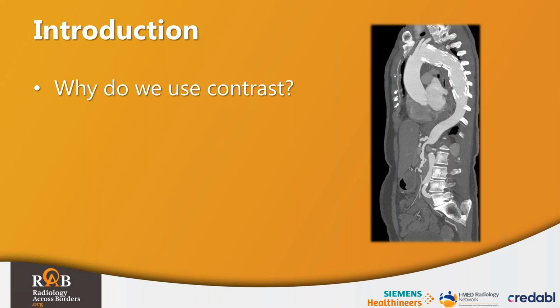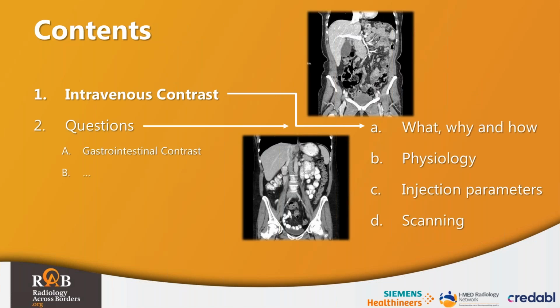Methods of contrast administration vary widely, but in CT, enhancement falls generally under two main categories: either intravascular or gastrointestinal. Today we'll be concentrating primarily on IV contrast. Looking at the overview of what we're going to be covering tonight, we'll have a look at the what, why and how, physiology, injection parameters and scanning. Then we'll go into some questions, and we've already had some email questions around gastrointestinal contrast, so we'll address some of them as well.